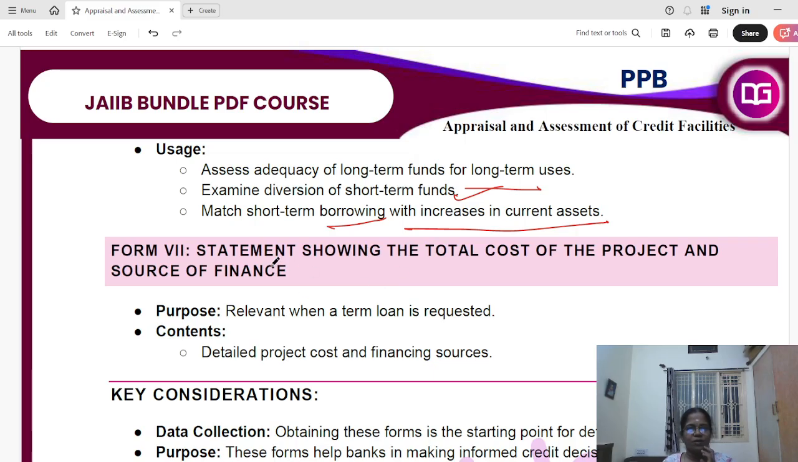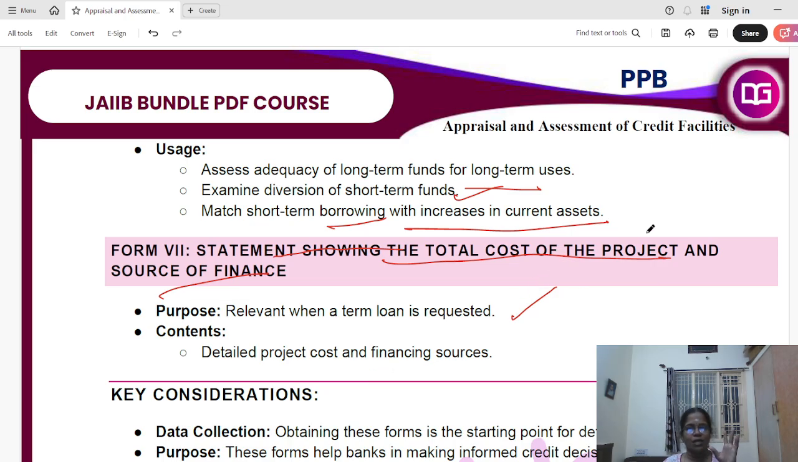Then Form 7, they have to check a statement showing the total cost of the project and the source of finance. In Form 7, what they have to check is the cost of the project, the cost of that business, and how many sources of finance, relevant when a term loan is requested. If they need a term loan, then the cost of the project and the source of finance have to be shown.